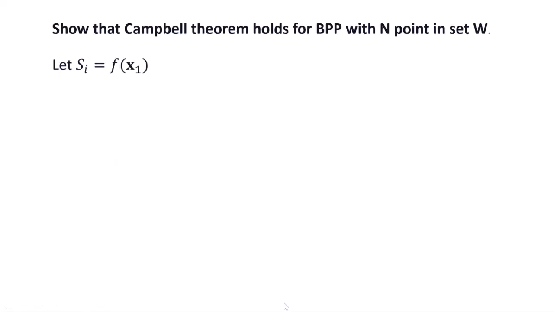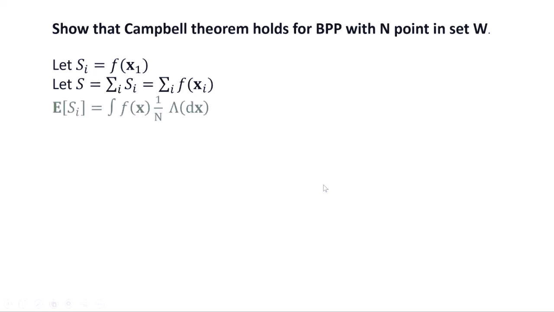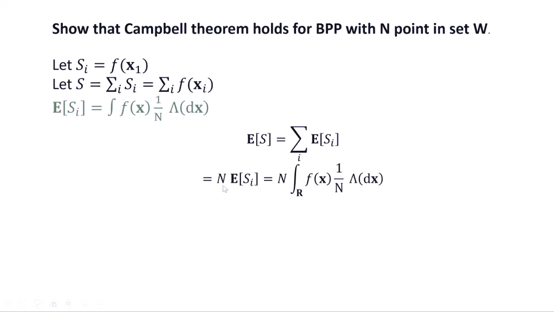Now note that S is a summation over the S_i, and E[S_i] is this one. So E[S] is the summation over E[S_i]. And note that this is independent of i, so every point has the same value. This is intuitive because every point in a binomial point process is independent and identically distributed. And because each of them is the same, E[S] is just equal to n into E[S_i]. And the E[S_i] value, I put it here. This n and n cancel, and what you get is the integral of f(x) Lambda(dx). This is again equal to Campbell's theorem. So we just showed that Campbell's theorem holds for these two processes, and I could have directly computed this one.